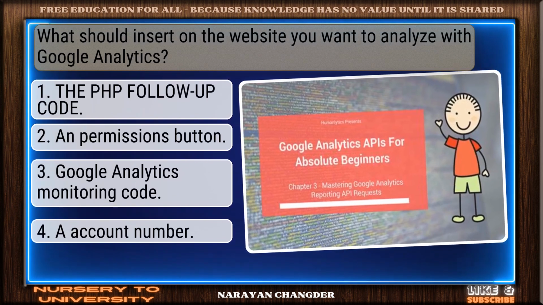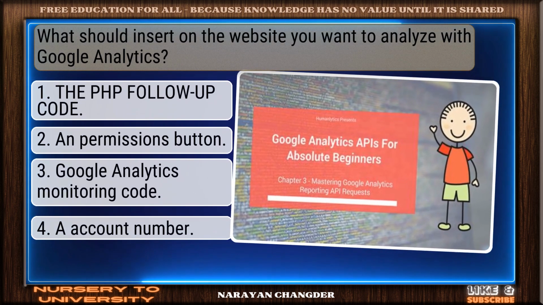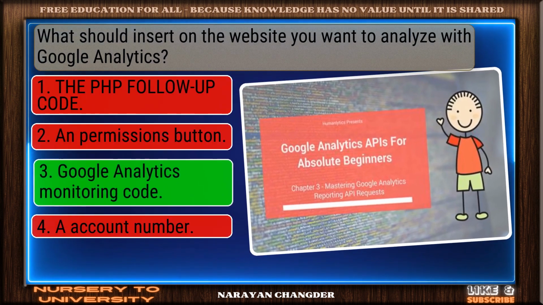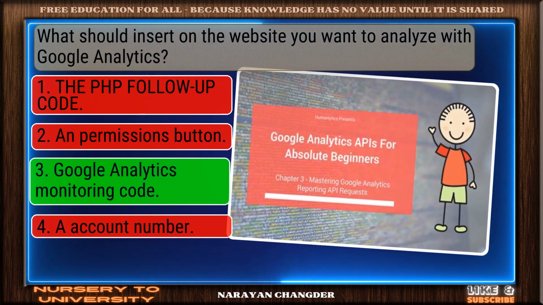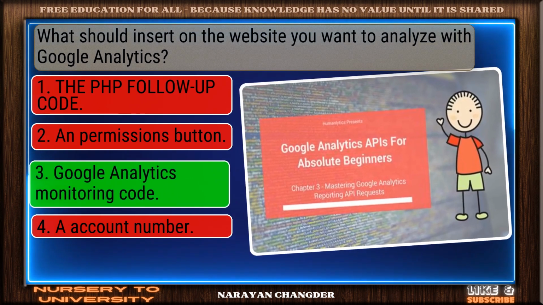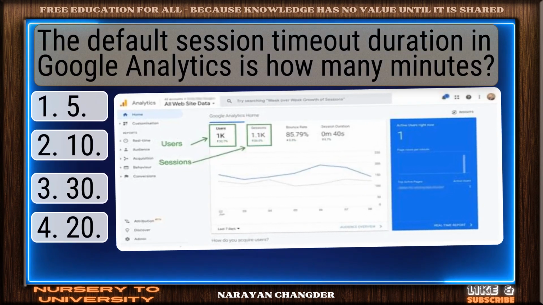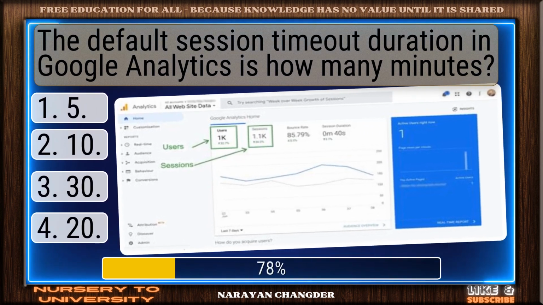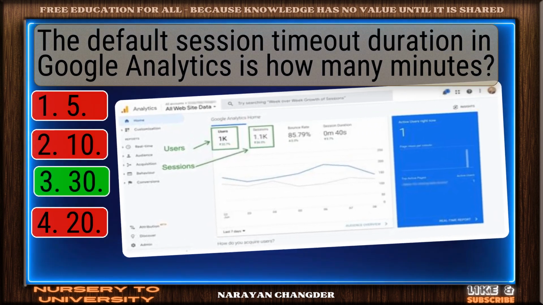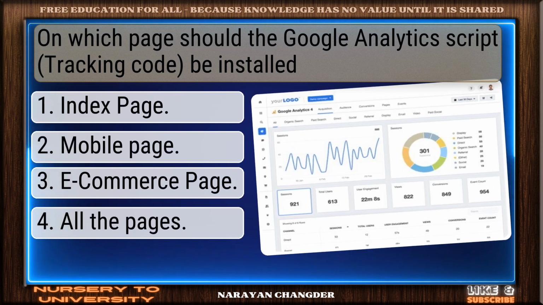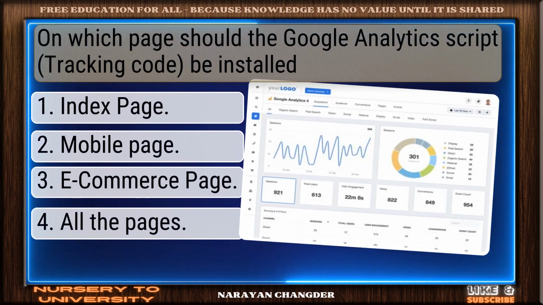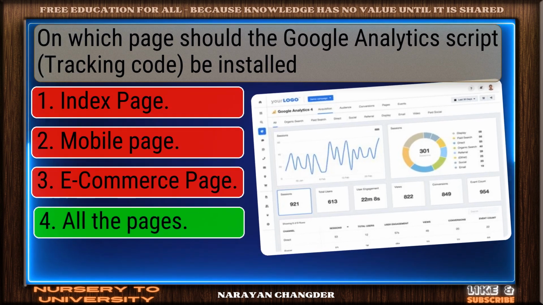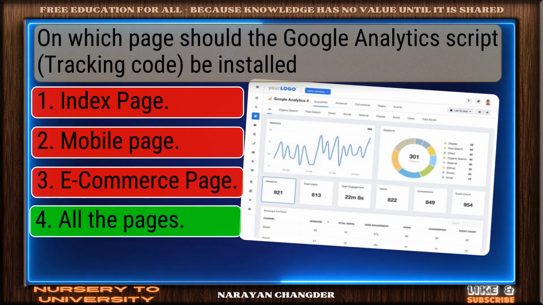What should insert on the website you want to analyze with Google Analytics? Solid response. Google Analytics monitoring code is a valid choice. The default session timeout duration in Google Analytics is how many minutes? You chose 30, and it is correct. On which page should the Google Analytics script be installed? Right again. All the pages is a valid answer.